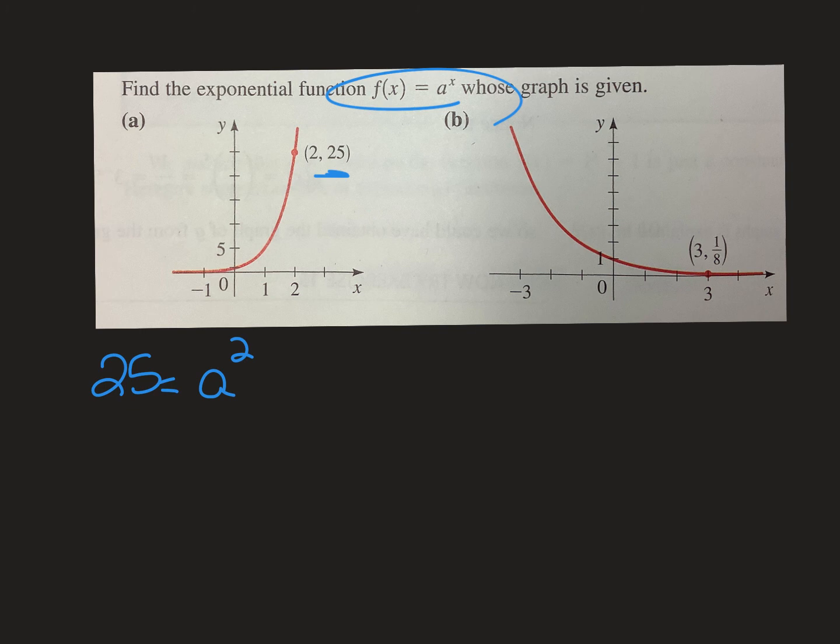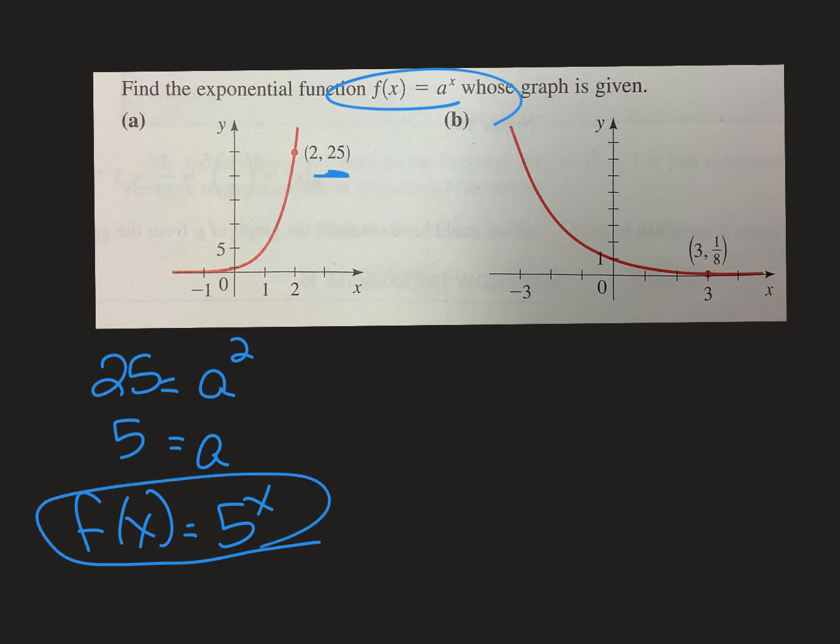So I'm thinking, okay, what squared is 25? Well, 5 is. So I know by looking at that, a is 5. Technically, it'd be plus or minus 5, but our a's have to be positive. So when it asks what the function is, it is 5 to the x power, because that's what a is.